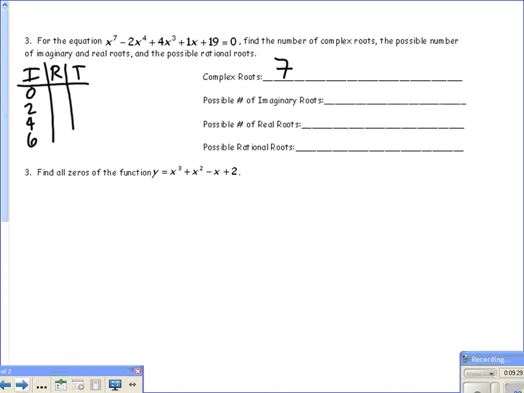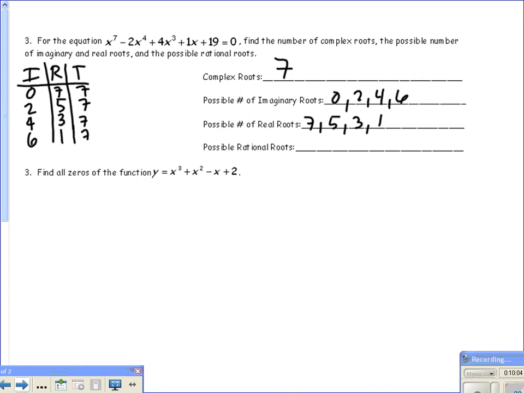Then my real root combinations, I know my total for each of them has to be 7. So if I have 0 imaginary, I have to have 7 real. If I have 2 imaginary, that means I have to have 5 real. If I have 4 imaginary, that means I have 3, and 6 would be 1. So my possible imaginary root combinations would be 0, 2, 4, or 6, and then my possible real root combinations would be 7, 5, 3, or 1.